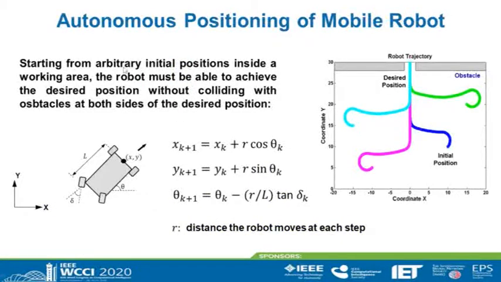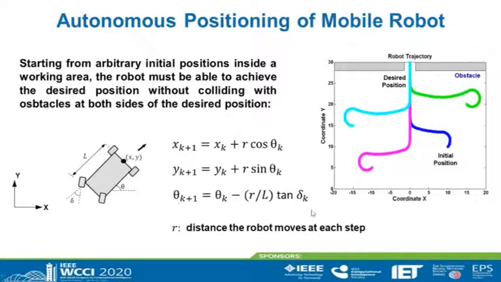We have also applied the neural control for the autonomous positioning of mobile robots. Here we have a mobile robot working in this area. The robot can start from several initial positions, and the objective is to reach this final decided position.